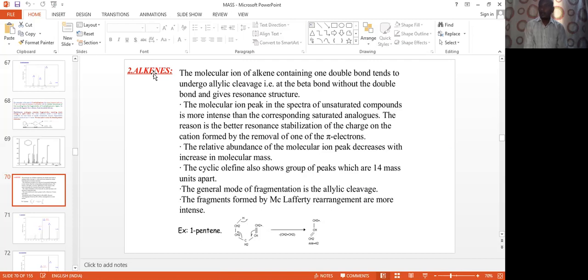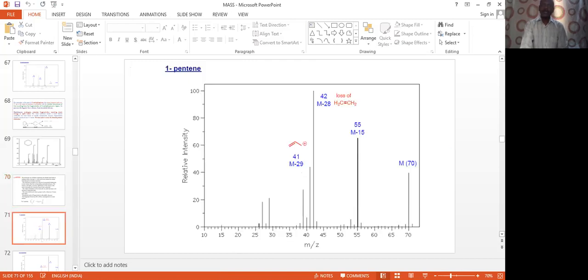M/Z value 42 is the prominent one, and you will also find the molecular ion peak intense because you will have the double bonds. And then allylic cleavage is the preferred one, and sometimes McLafferty rearrangement also happens. So this is an example I have given you here, that is 1-pentene. If you see here, that is the molecular ion peak, the molecular weight you can see at the end of the spectrum. At the end of the spectrum you have the M/Z value 70, that is the molecular ion peak.